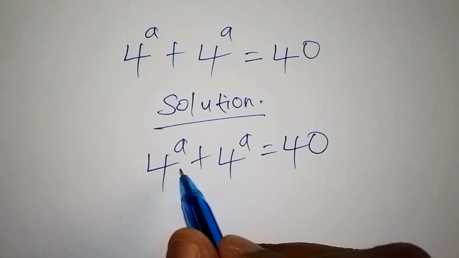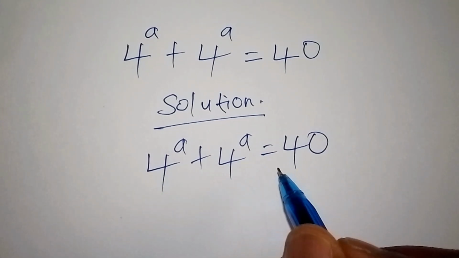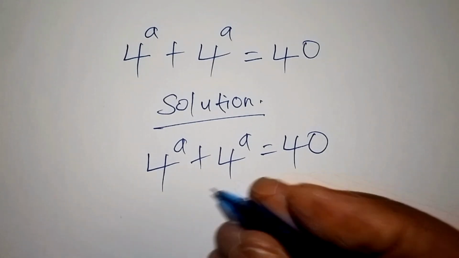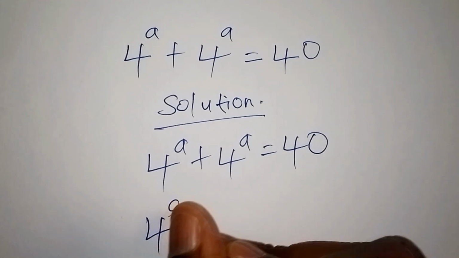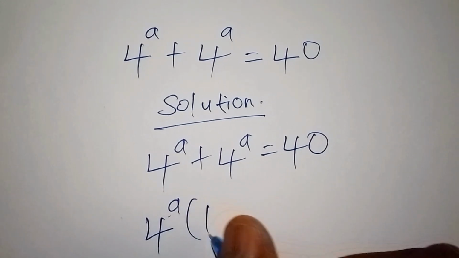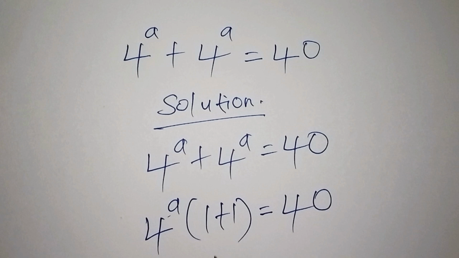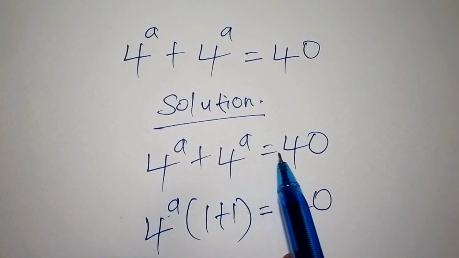Since 4 to the power of a and 4 to the power of a are common or similar, what we need to do is to factorize it. So when doing factorization, we shall have 4 to the power of a, close the bracket, 1 plus 1, equals 40. The reason is this: when we open this bracket, we end up with 4 to the power of a plus 4 to the power of a.